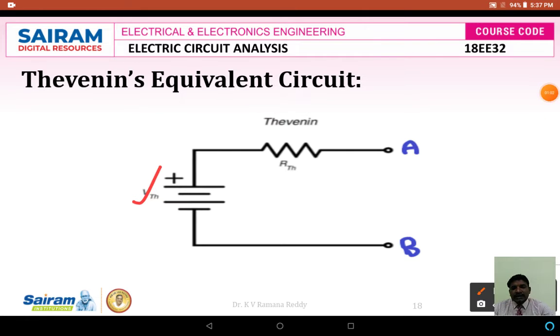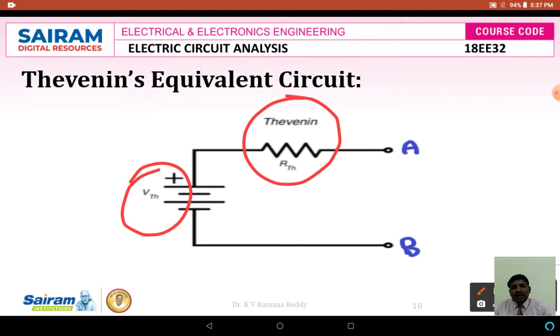VTH, which is connected in series with RTH across the terminals AB in the circuit shown in the figure. The Thevenin's voltage value is equal to the open circuit voltage, and the Thevenin's resistance, RTH, is equal to the equivalent resistance of the given circuit. While calculating it, the voltage sources of the circuit are short circuited and the current sources are removed from the circuit to find RTH across the terminals AB. This is the statement of Thevenin's theorem.